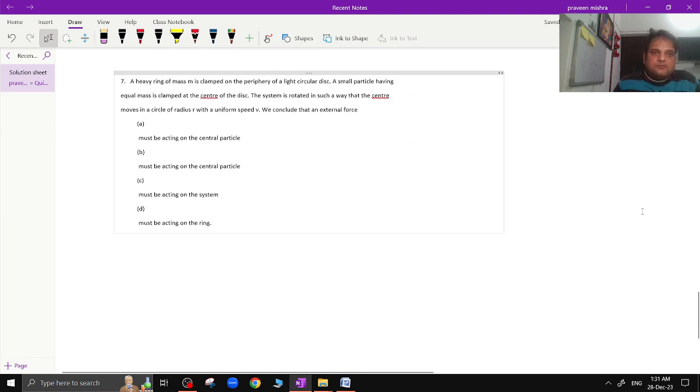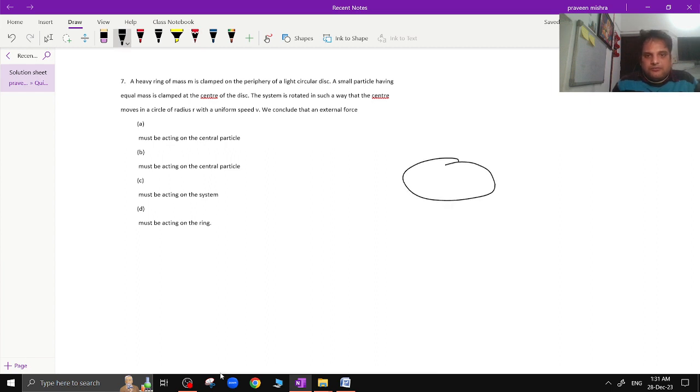A ring of mass m is clamped on the periphery of a light circular disk. So there is a disk, and a heavy ring of mass m clamped on its periphery. तो ये बीच में डिस्क है. यहाँ पे इन्होंने डिस्क दे रखा है एंड इसके पेरिफेरल पे यहाँ पे क्या दे रखा है. They have given you the ring.